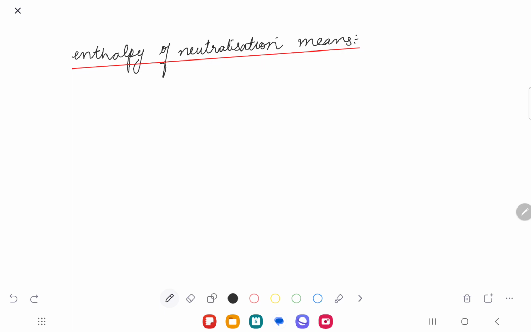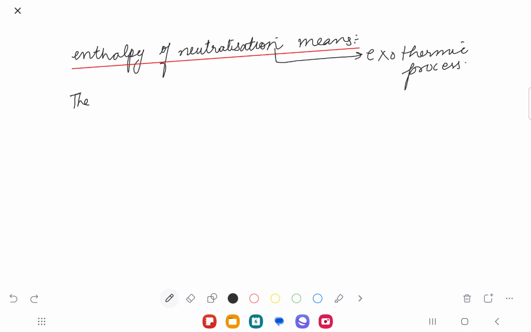So now there's a certain limit. How do I define the amount of energy? Understand, neutralization is always an exothermic process. Whenever you mix an acid with a base, the energy is always released, right? The energy is always released.